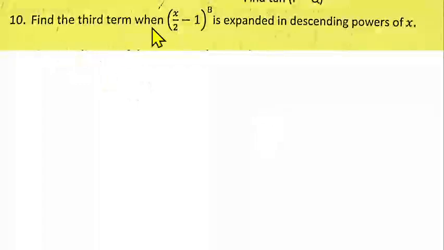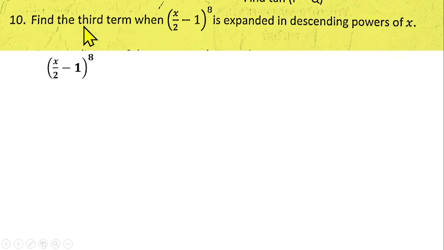Question number 10, we have to find the third term of this binomial expansion. The third term when x over 2 minus 1 raised to power 8 is expanded in descending power of x. So you are looking for the third term. Like I said, it's from the binomial expansion, and of course you can use either the binomial expansion way or Pascal's triangle, whichever you prefer. But in this case you are going to use the binomial expansion.